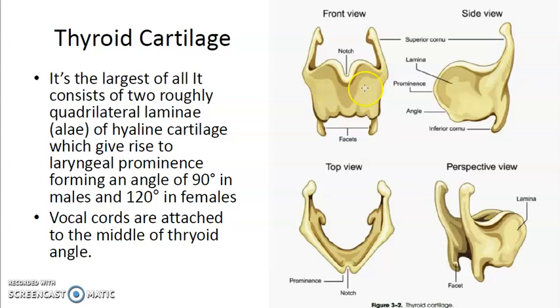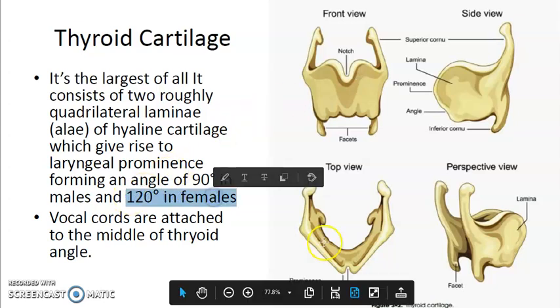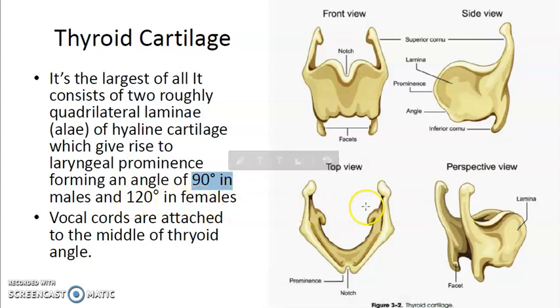The angle is approximately 90 degrees in males and 120 degrees in females. That is a cut section. You can see this angle from inside now. That is 120, more obtuse in females but more acute in males. Therefore, the difference in voice between male and female.